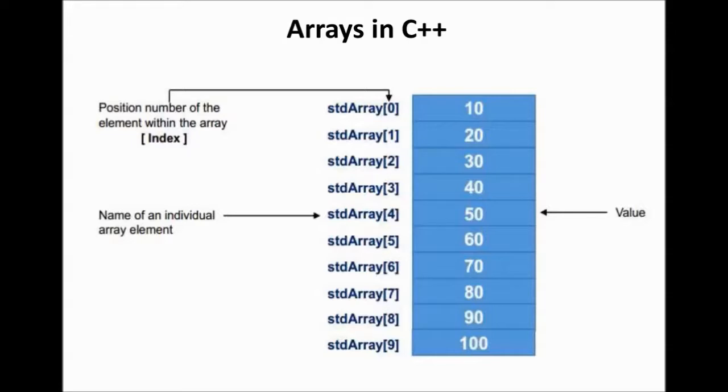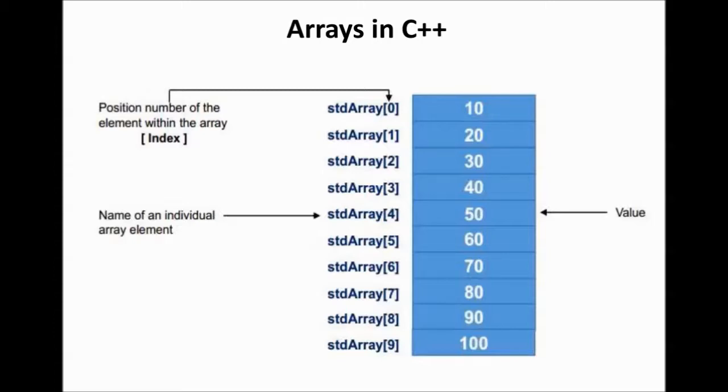So when we declare an array, we use the data type, identifier, and into the brackets the length of the array. In this picture we clearly see that the position numbers of the elements within the array are 0, 1, 2, 3, 4 up to 9. These 0, 1, 2, 3, 4, 5, 6, 7, 8, 9 are called the index values of the array.